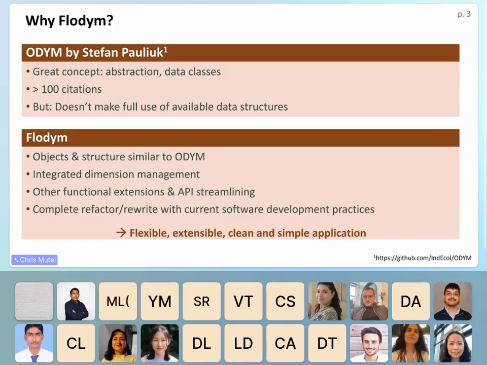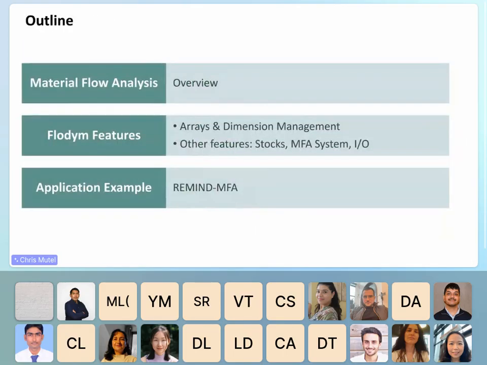Basically, I saw that you could make even more use of the available data structures. One important aspect there is to integrate dimension management. We'll see what that means. And there are also some other functional extensions and some API streamlining. The overall goal is really to let you write MFA models and applications that are flexible, extensible, clean, and simple. We'll see in the presentation what that means.